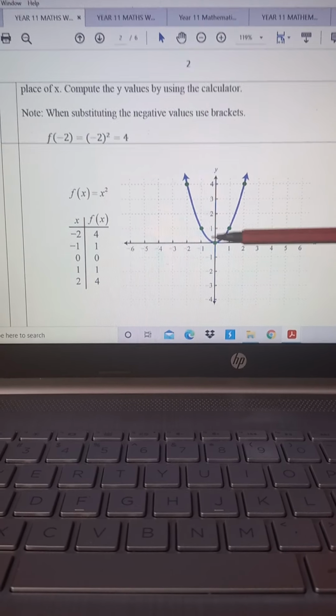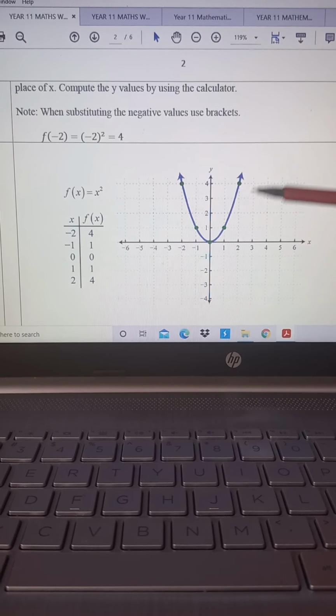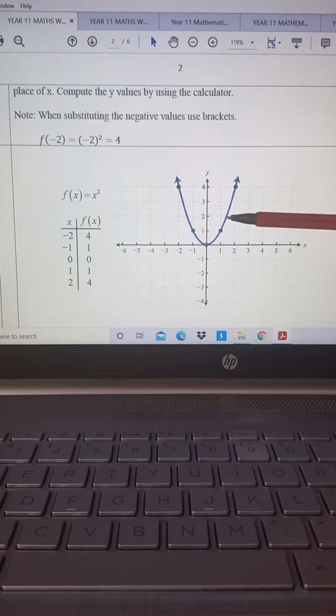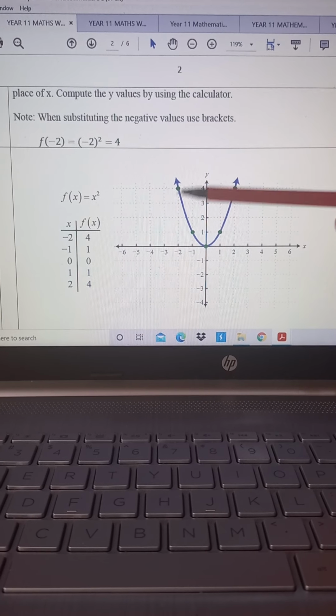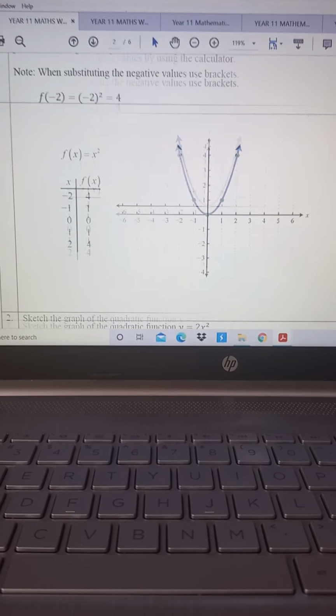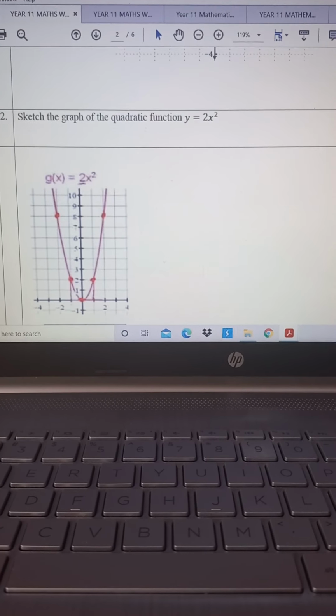So once we have plotted all the points, this is going to be a U shape. We are just going to put up a U which crosses all the 5 points that we have found and arrows at both ends. And that is done with our first graph. Having a look at example 2.